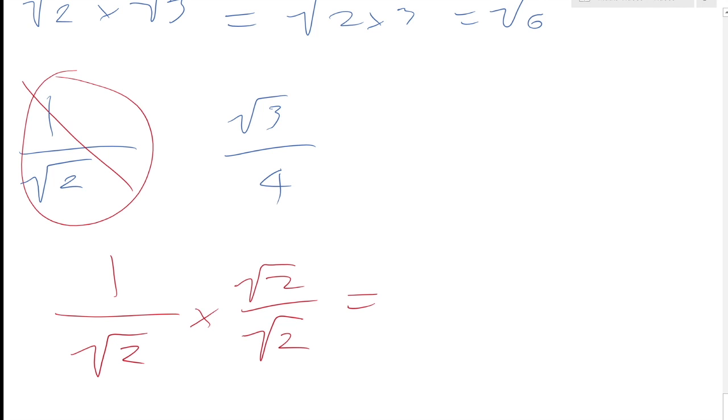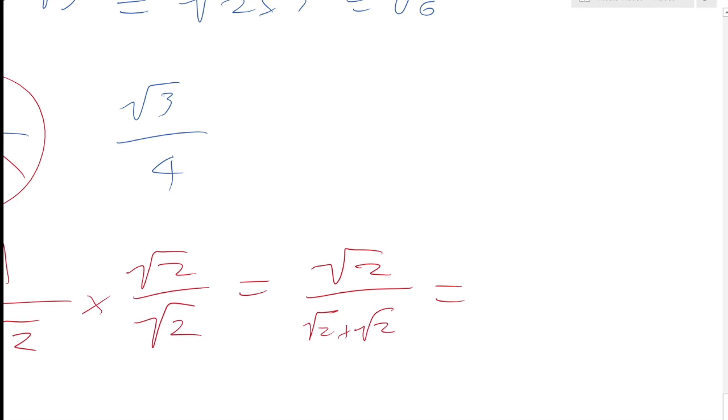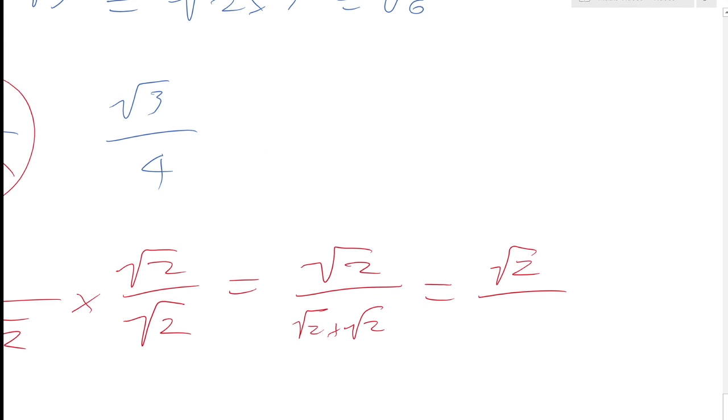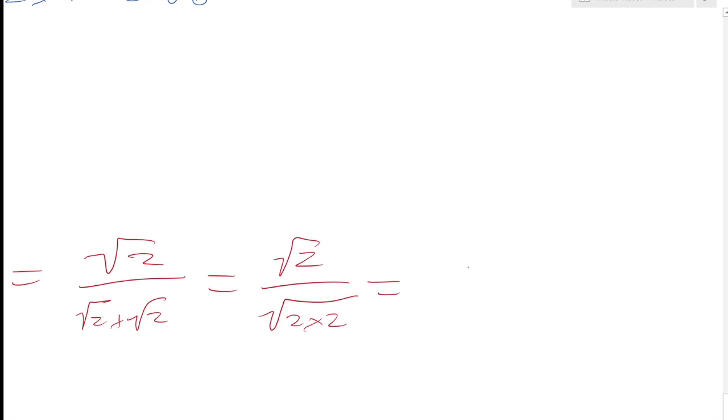And that would equal, obviously, 1 times root 2 is just root 2. Root 2 times root 2, if you multiply it out, is just root 2 over root of 2 times 2, which is root 2 over root 4, but we know root 4 is just 2. And this is called rationalizing the denominator, because once we're done, we always get a rational number, i.e. a number without a surd, on the bottom.